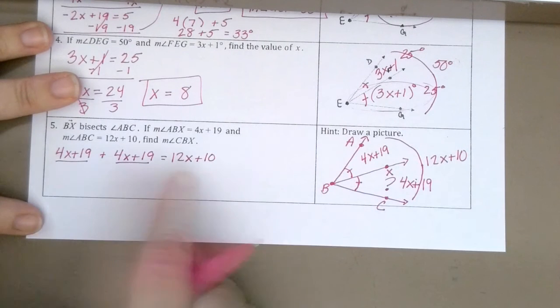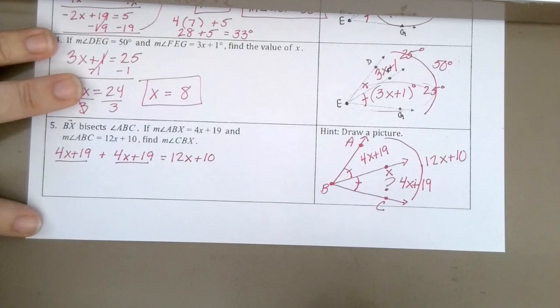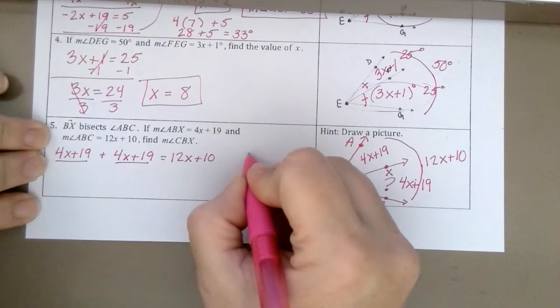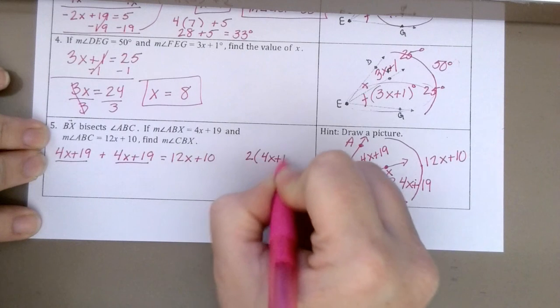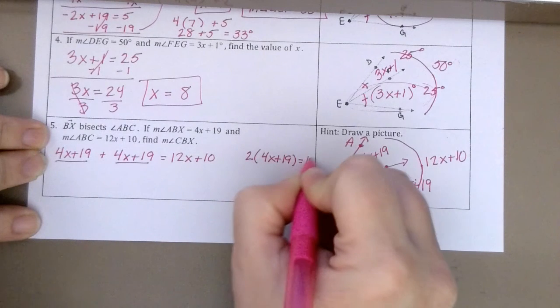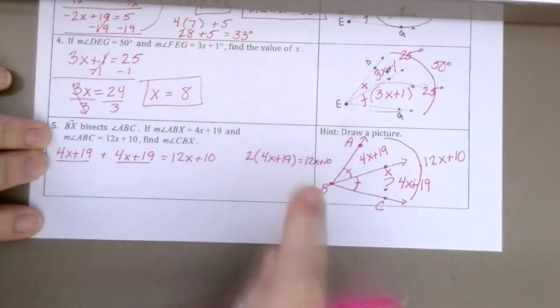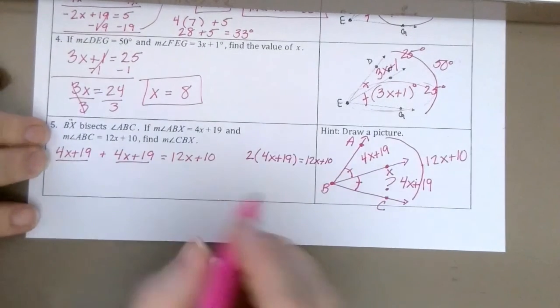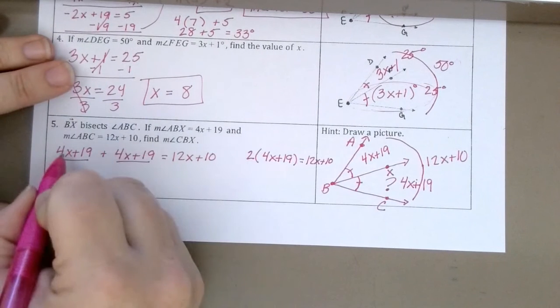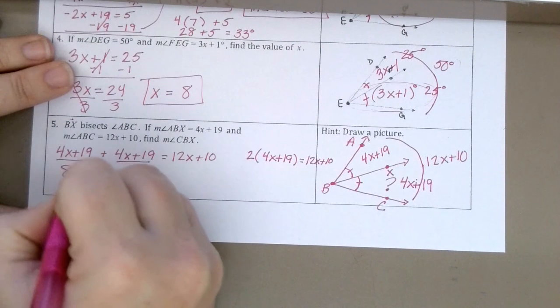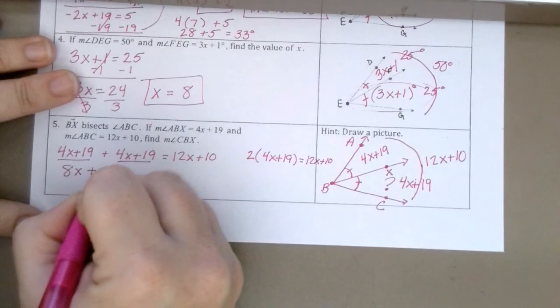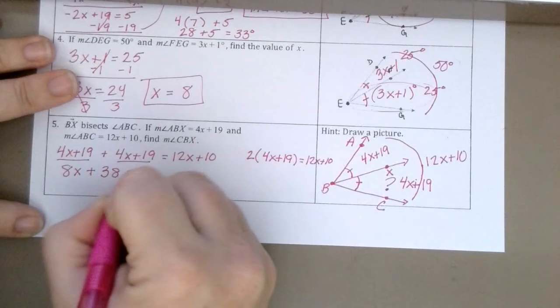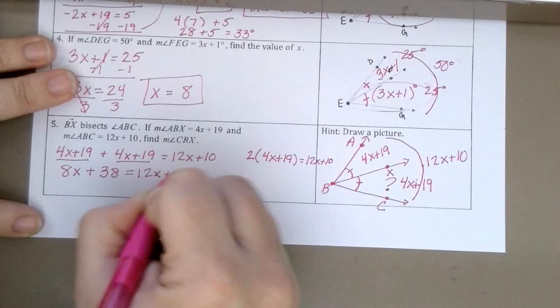Could I write that differently if I wanted to? How could I write it? I could say 2 times 4x plus 19 equals 12x plus 10. Same equation, right? Just written two different ways. So over here I've got some x's. 4x and 4x is 8x. 19 and 19 is 38 equals 12x plus 10.